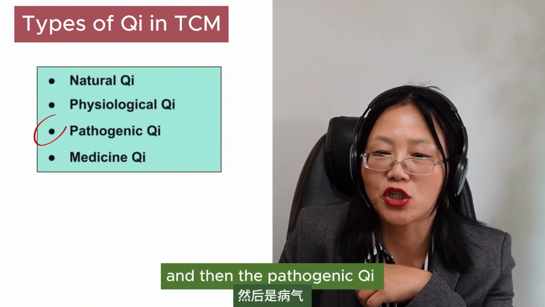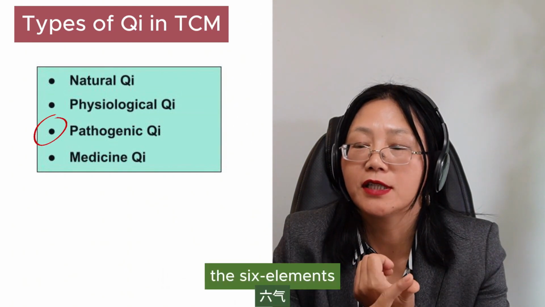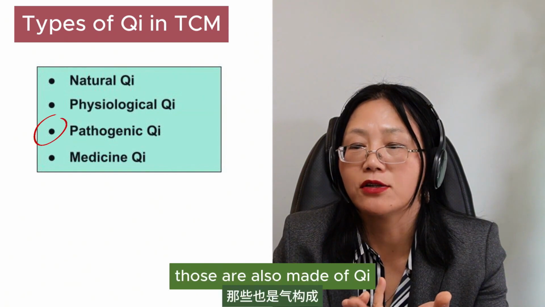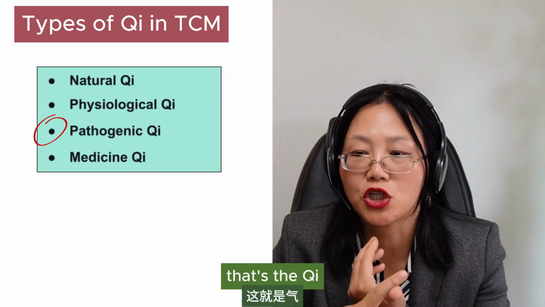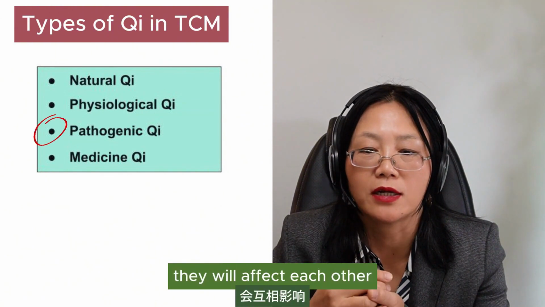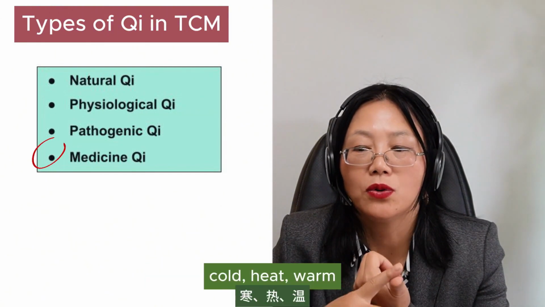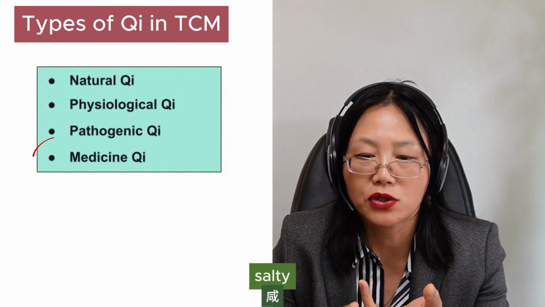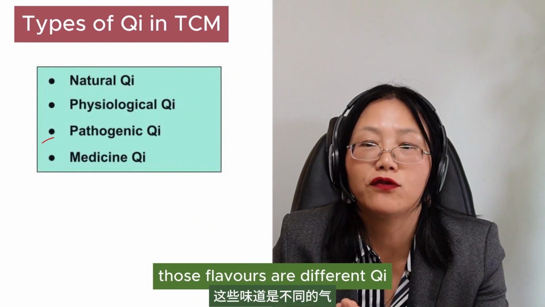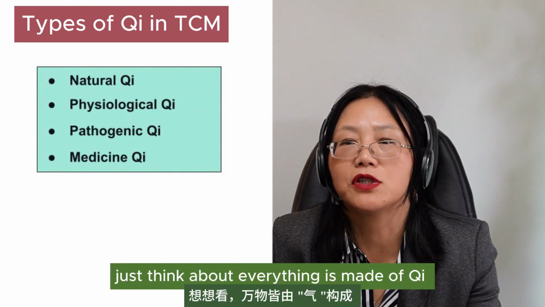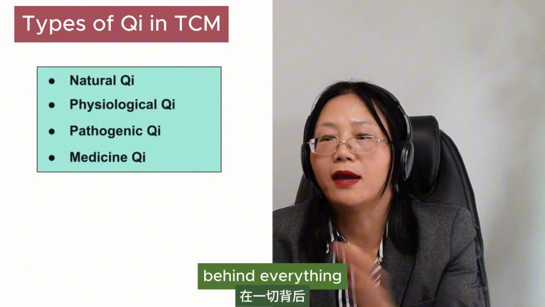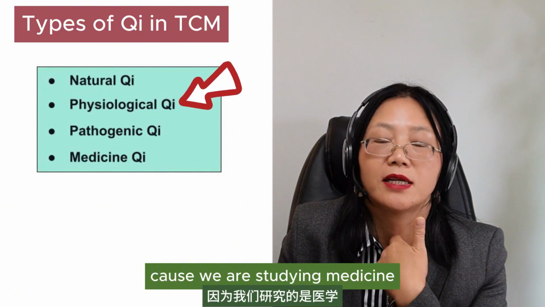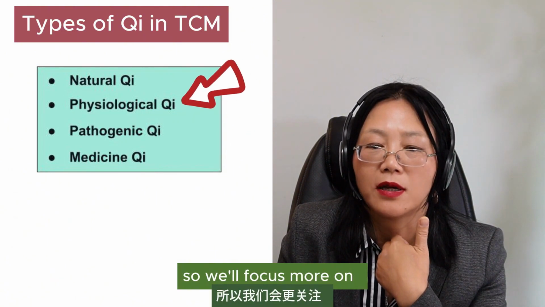And then the pathogenic qi refers to the 6 elements: wind, cold, heat, dampness, etc. Those are also made of qi. Those qis, they will affect each other. Then the qi of the medicine: cold, heat, warm, cool, and sour, bitter, sweet, acrid, salty. Those flavors are different qis. Just think about everything is made of qi. You can put qi behind everything. Among them, physiological qi would be the core. Because we have studied medicine, we will focus more on the physiological qi.